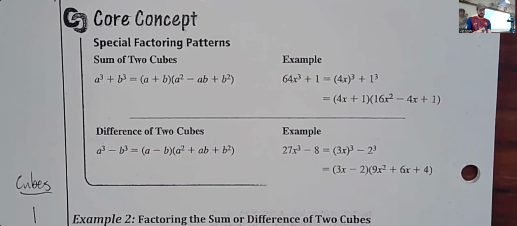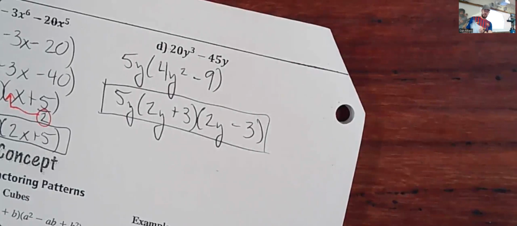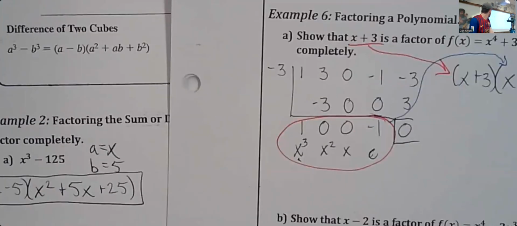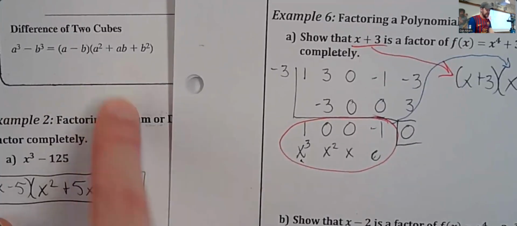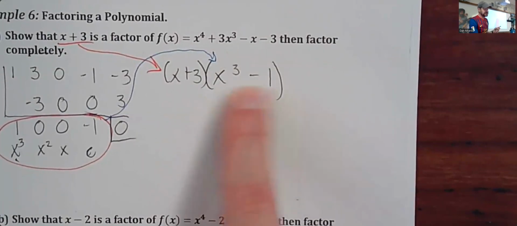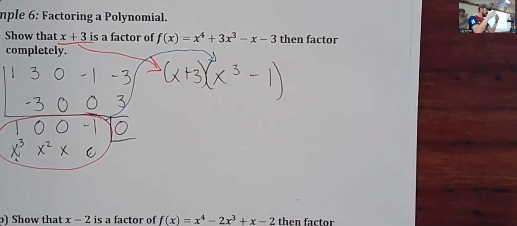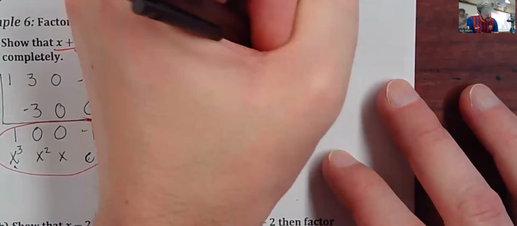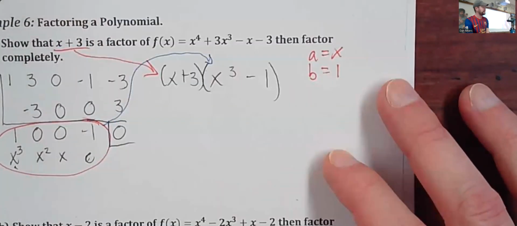I'm just going to grab a different page of notes here and put these two things side by side. All right, so here's our rule. And then here's our current polynomial. So the cube root of each of these will be our values of a and b. So a is the cube root of x cubed, which is x, and b is the cube root of 1, which is 1.